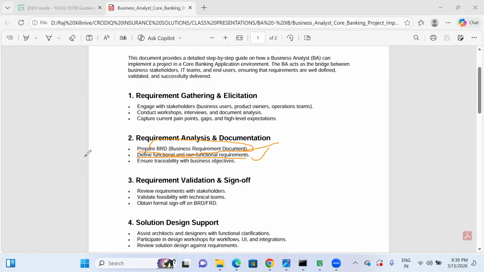So that's where validating the feasibility study is required, so that we will know how feasible it is for us to develop the project, in terms of the budget. Sometimes we may have budget limitations, sometimes technical limitations, sometimes timeline limitations. Everything has to be validated under the feasibility study. Finally, we need to have a formal sign-off on the business requirements or functional requirements document.